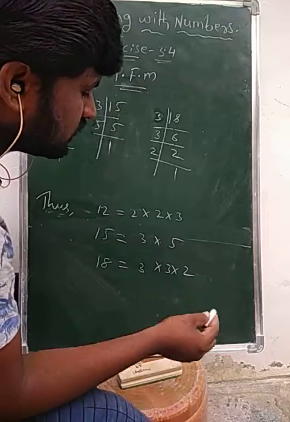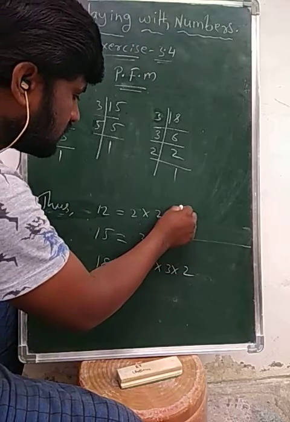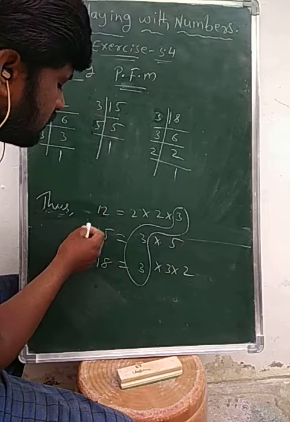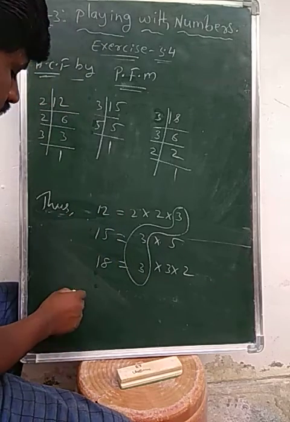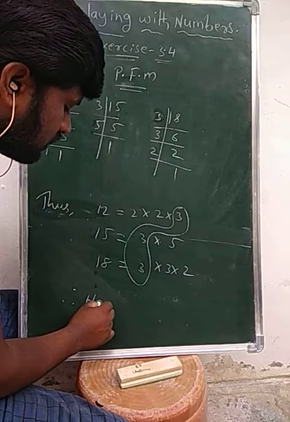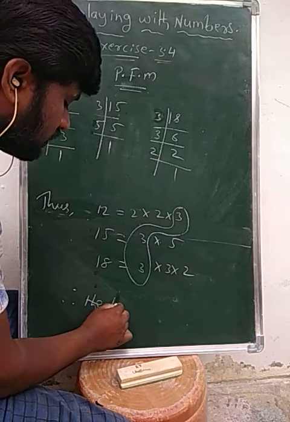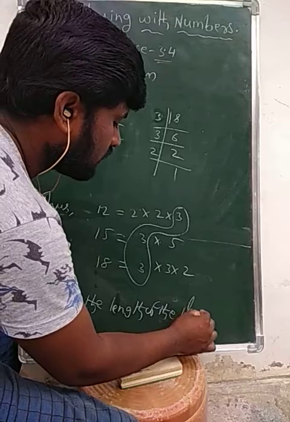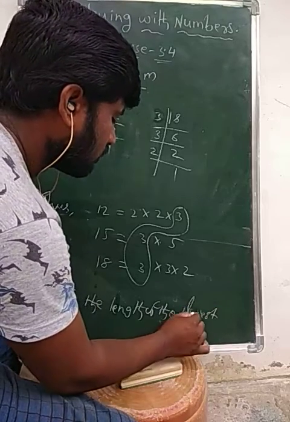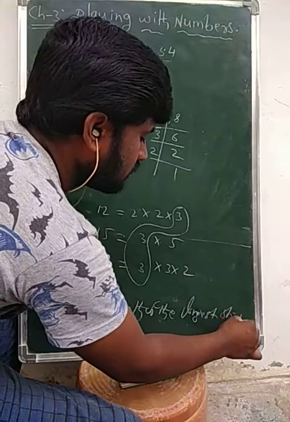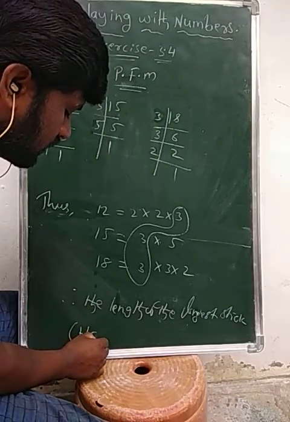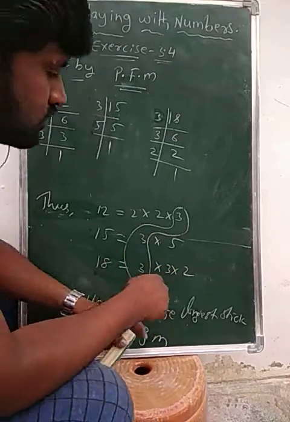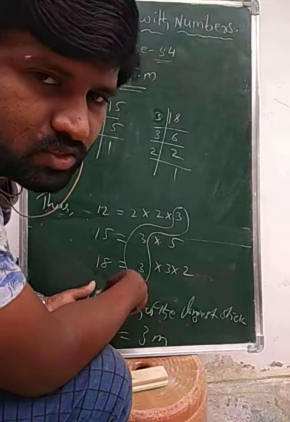So is there any common factor for these three numbers? Yes, which is that one? That is 3. 3 is the common factor for these three numbers. Therefore the length of the longest stick, that is nothing but the HCF, highest common factor, is equal to 3 meters. So this is the required answer for this question.